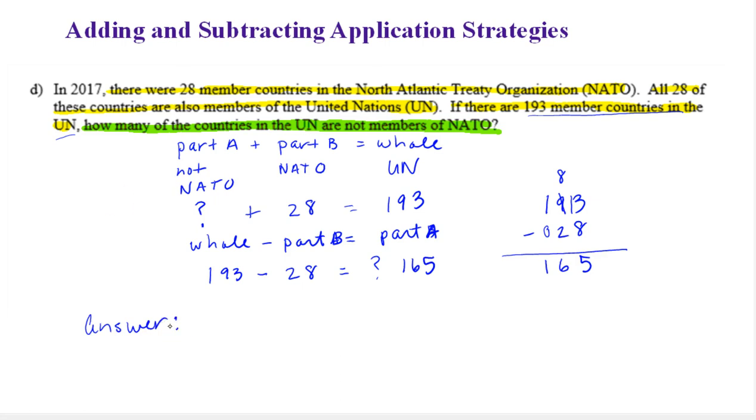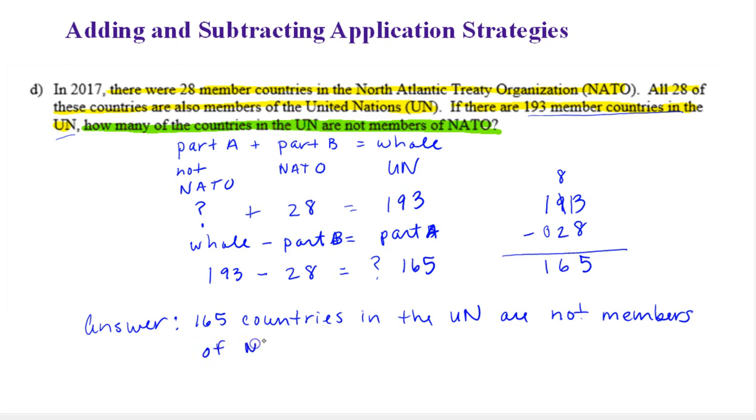Now let's write our answer as a complete sentence. We'll refer back to this statement. How many of the countries in the UN are not members of NATO? 165 countries in the UN are not members of NATO. Okay.